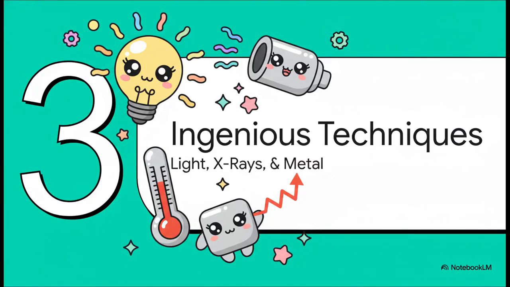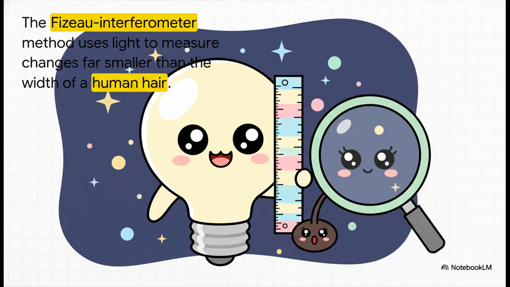But that micrometric method was just one way to do it. Scientists came up with some truly clever ways to see the unseeable. They were using everything from light itself to the then brand new technology of X-rays. So just imagine trying to measure something with a ruler that's made of light. That's pretty much the core idea behind what's called the Fizeau interferometer method. It's this amazing optical technique that can measure changes far, far smaller than the width of a human hair.